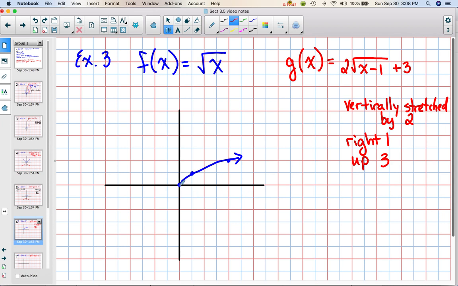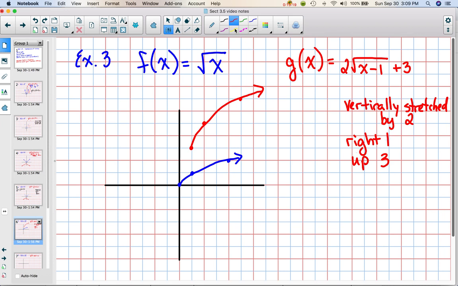If I'm at a height of 0, well then doubling that, it's still 0. So I'm going to go to the right 1 and up 3. Here I'm at a height of 1. I'm going to double that. So now I'm at a height of 2. I'm going to move to the right 1 and up 3. Here I'm at a height of 2. I'm going to double that and be at a height of 4. Now I'm going to move to the right 1 and up 3. So my new graph, or my transformed function, becomes this. And I think you'll find that a little easier.